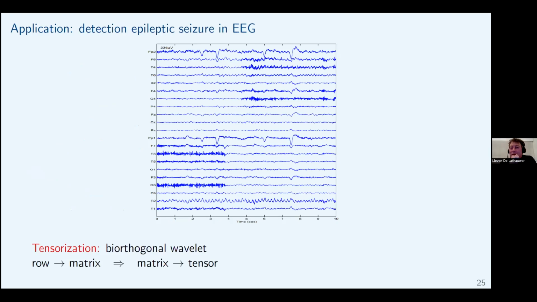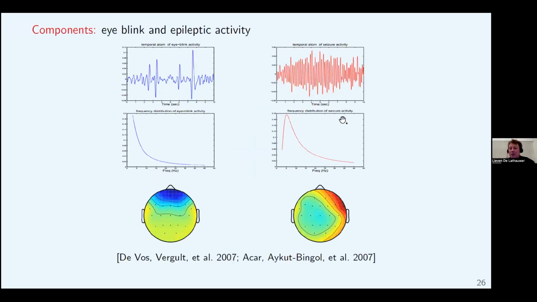And so the first thing we will do is, like in the chemometrics example, we will tensorize the problem. Here we are not going to take several patients, but we will mathematically tensorize. And how will we do that? Well, we will map every row of this EEG data to a matrix. So if we do that for every row, the matrix becomes a tensor. The tool that we use here, we can use various tools, is a bi-orthogonal wavelet. So every row vector becomes a matrix, the matrix becomes a tensor, and its rank 1 terms are shown here.